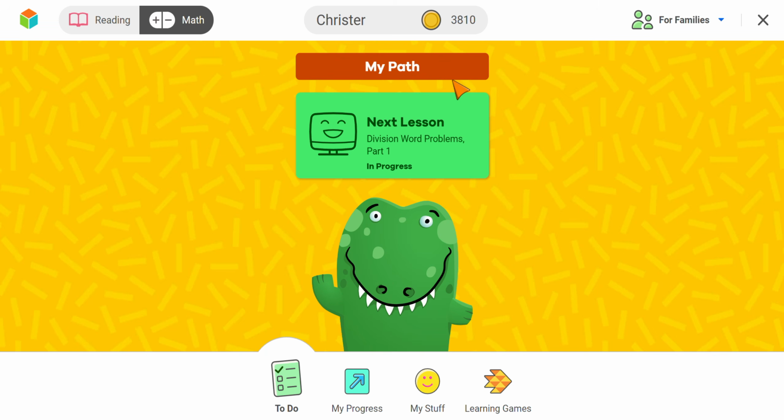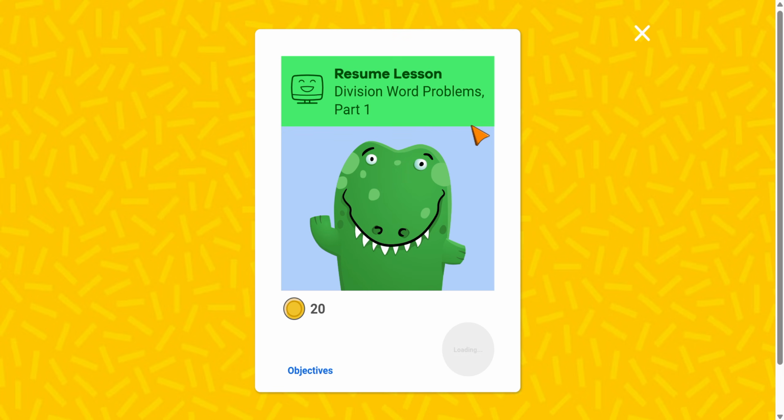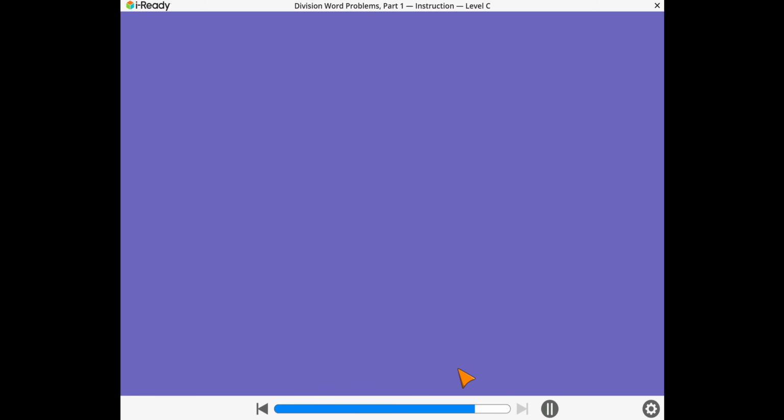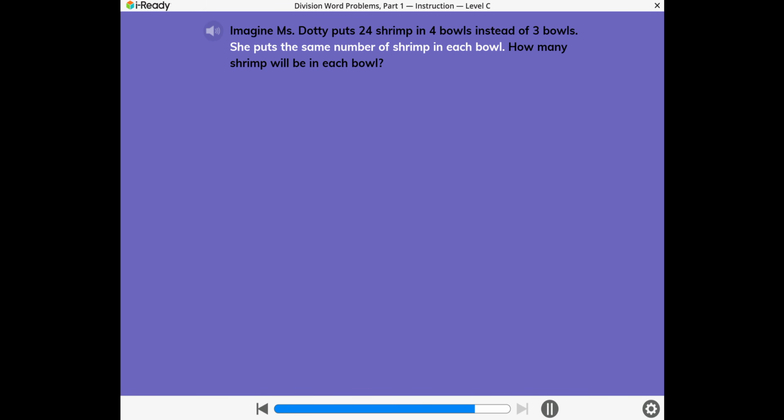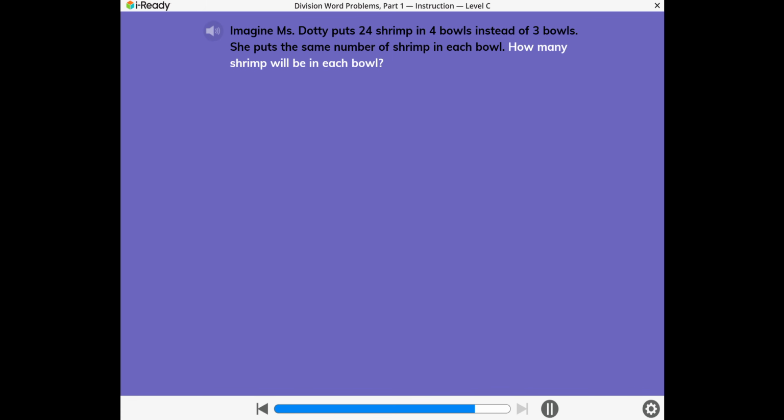We're doing division word problems. Imagine Miss Dottie puts 24 shrimp in 4 bowls instead of 3 bowls. She puts the same number of shrimp in each bowl. How many shrimp will be in each bowl?